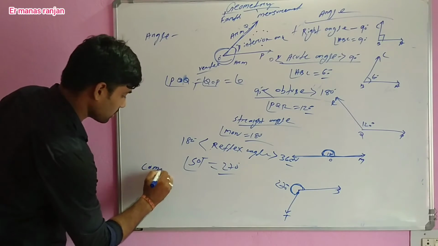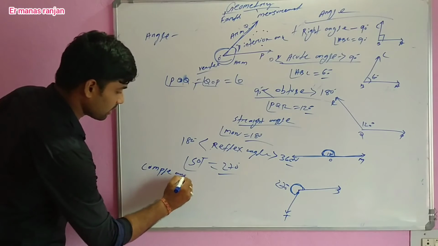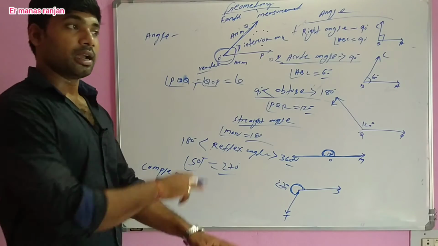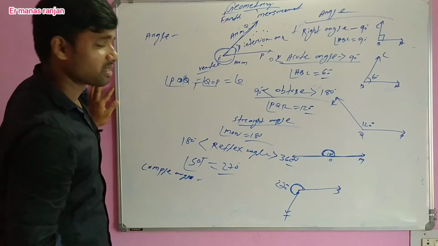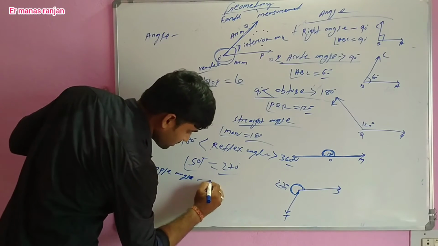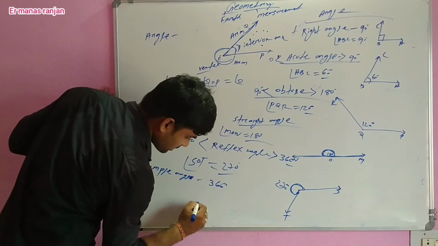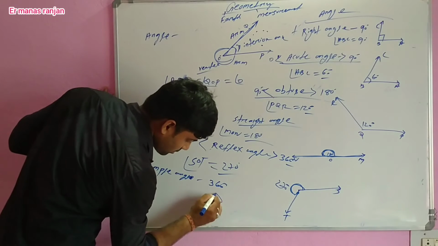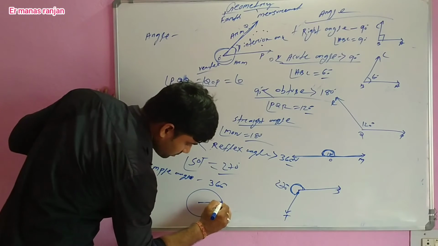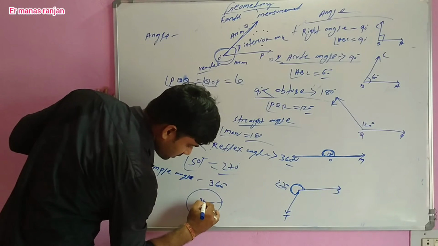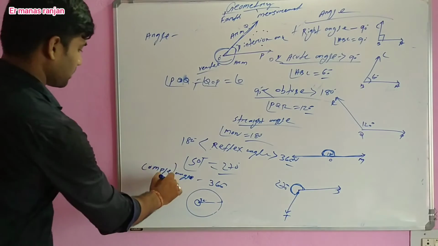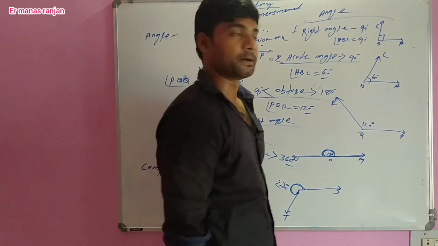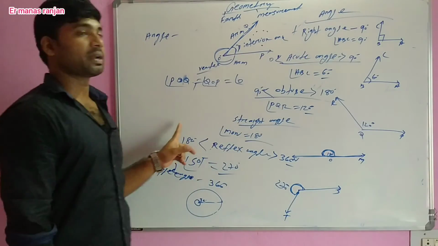Then another is the complete angle. What is a complete angle? An angle whose measure is 360 degrees. One complete round is called 360 degrees. That is called a complete angle. Understood? You know the different types of angles.